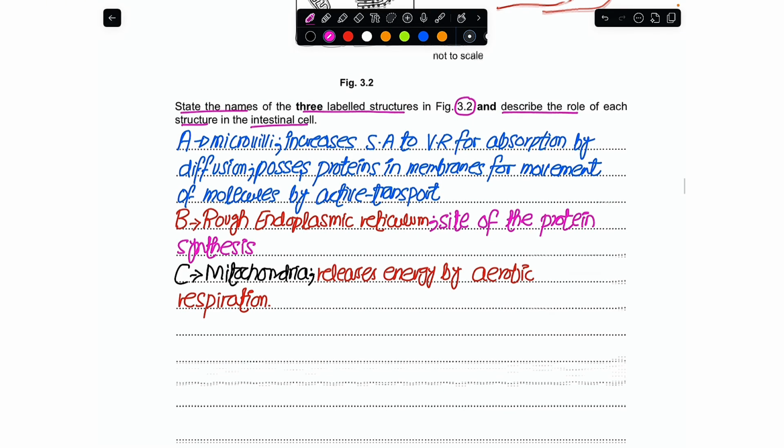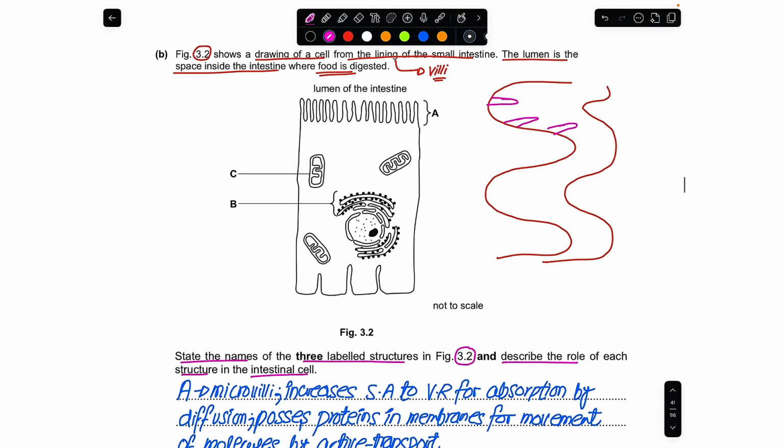So, as I have identified them before, A was microvilli, and this increases the surface area to volume ratio for the absorption process. The mitochondria would release the energy with the help of the respiration process, and that would be moving the food molecules from the lumen to the inside with the help of active transport.